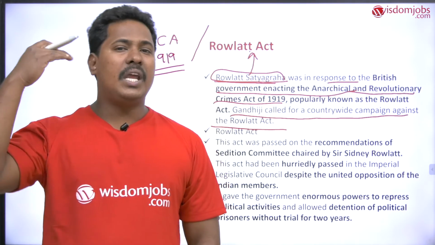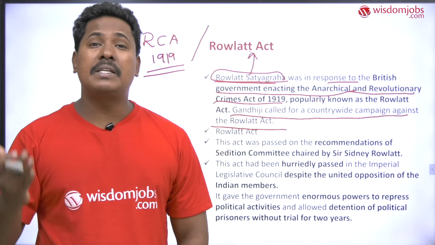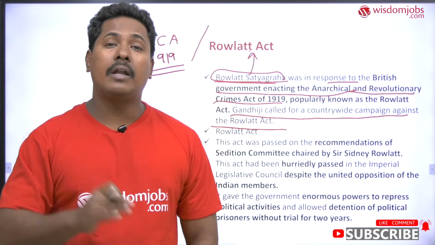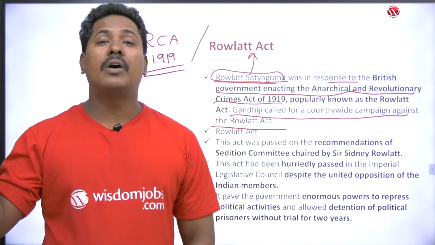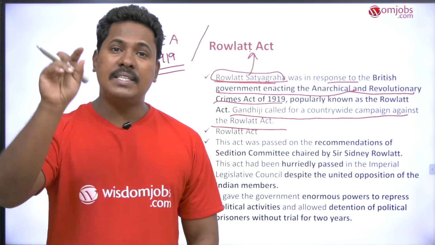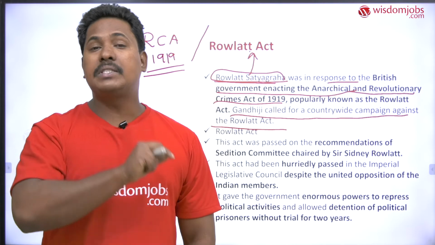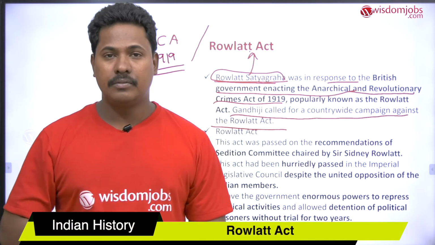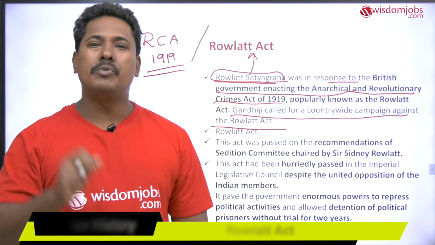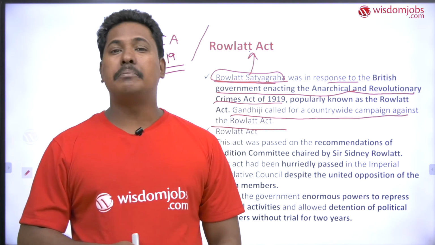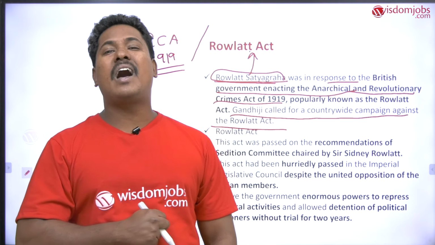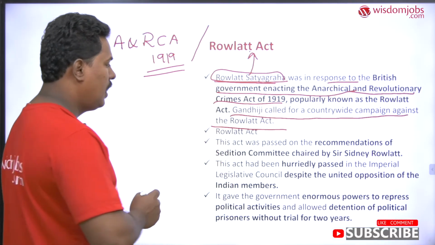British can arrest anyone, and the arrested person shall stay in remand without any kind of trial or any kind of prosecution for 2 years, right? Without trial for 2 years, the person who got arrested must stay in remand or in jail. See, this popularly came to be known as the Anarchical and Revolutionary Crimes Act, right? Mahatma Gandhi started performing a satyagraha against this act in the year 1919, right?